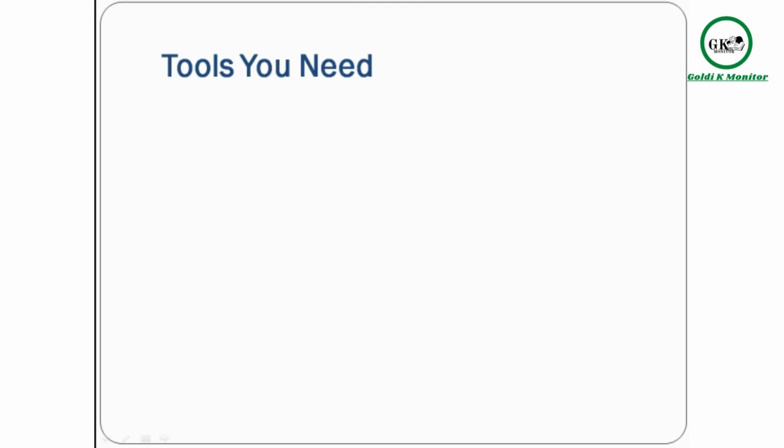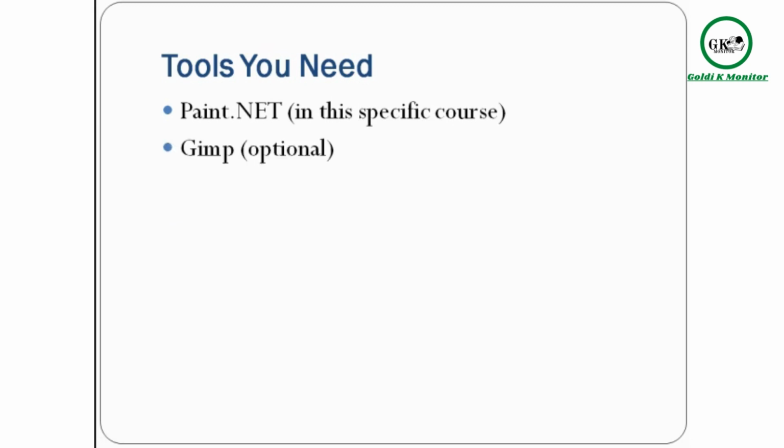So with that said, let's talk about the tools that you're going to need. You're going to need paint.net in this specific course, of course. Now, keep in mind that the concepts that I'm going to teach you can apply to just about any other tool. They can apply to Adobe Photoshop. They can apply to GIMP. It's not going to be the exact same layout, but it's going to be similar concepts. So you can use GIMP if you want to, but I personally use paint.net, and I'm going to use that for this specific course.